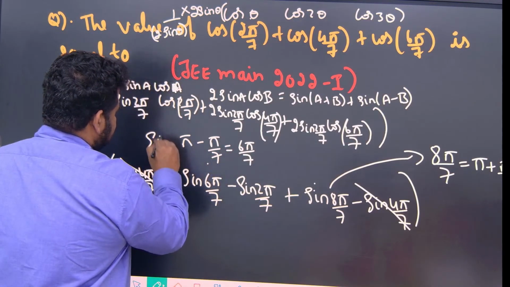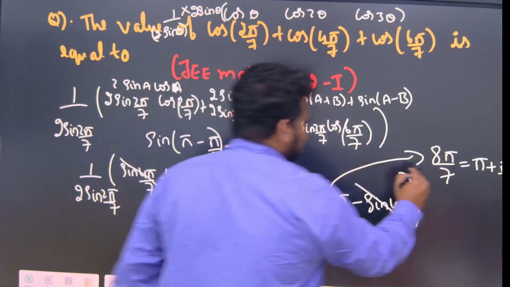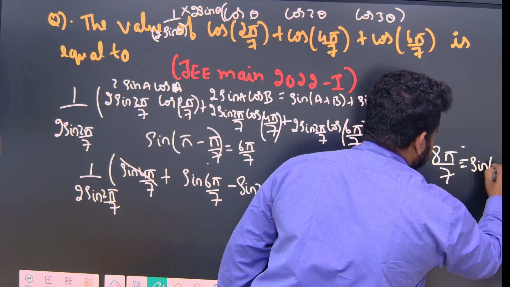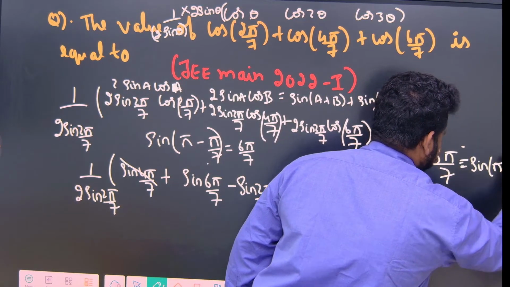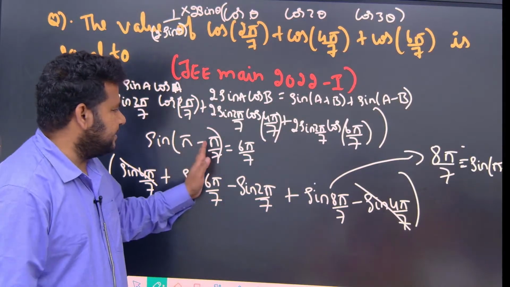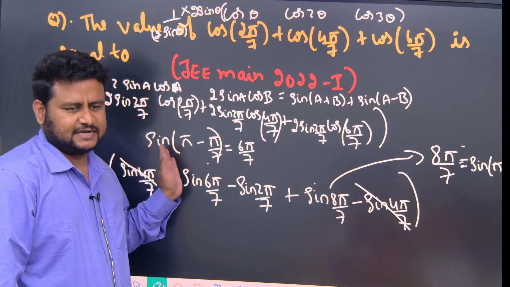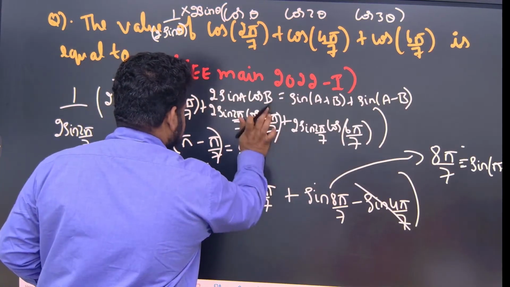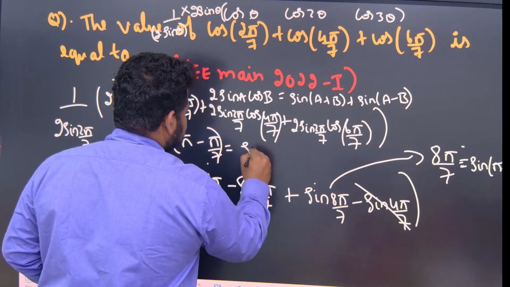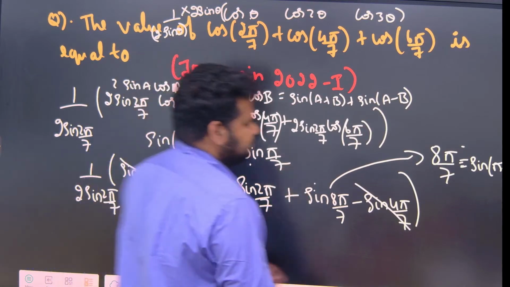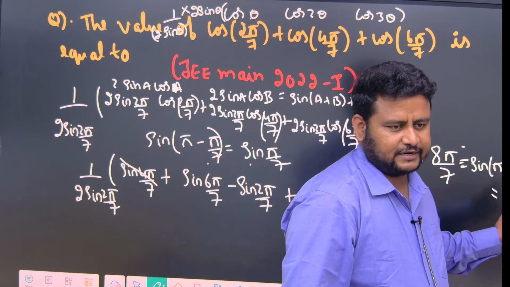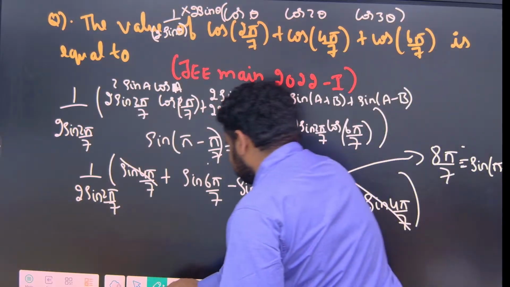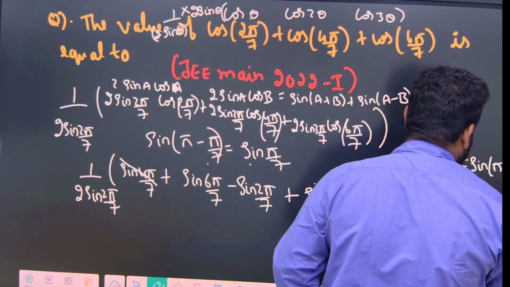So if I apply sin to this, sin of pi minus pi by 7: pi minus means it is coming to which quadrant? Second quadrant. In the second quadrant sine is positive. So this will give us sin pi by 7. Pi plus means which quadrant? Third quadrant. This is negative. This will give us minus sin pi by 7.